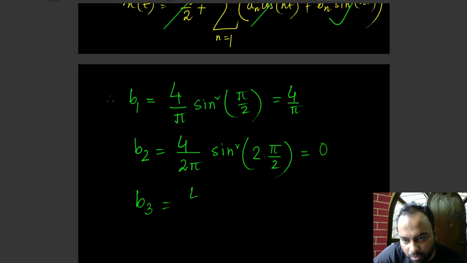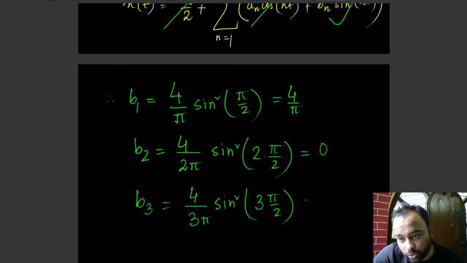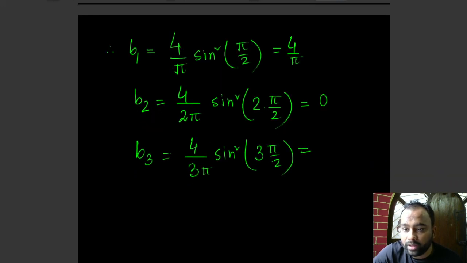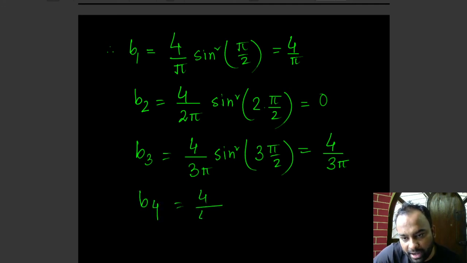Similarly, B3, what is that? 4 by 3 pi, very sorry. I have sine square 3 pi by 2, right? So what is sine 3 pi by 2? That's minus 1, and if I square this up, what is sine square 3 pi by 2? It's 1. So B3 is 4 by 3 pi.